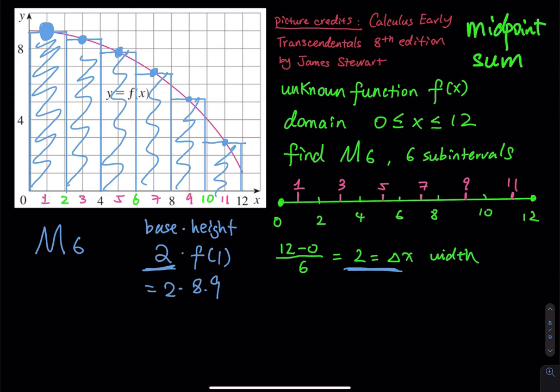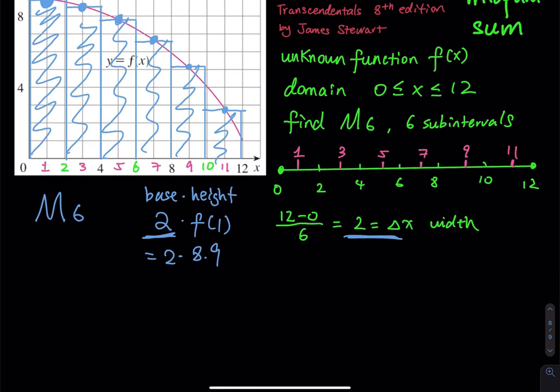That is the area of the first rectangle. So overall, we write a long expression. So M6 is equal to the delta x, which is 2, times f of 1. So here is my strategy. I go back to my segment.